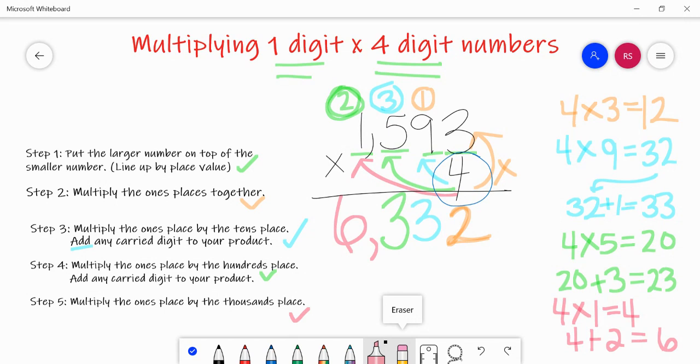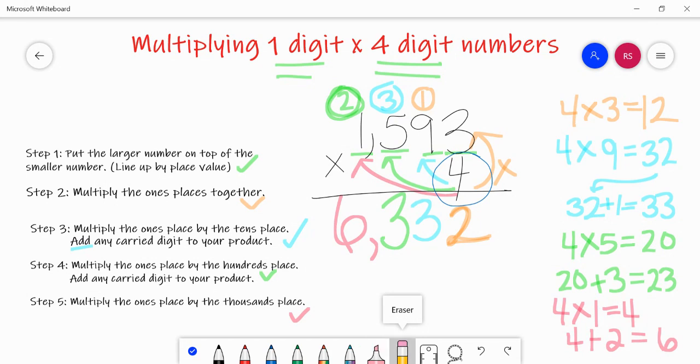6,332. So a takeaway from multiplication with larger numbers: you need to make sure that you're multiplying each place value by the smaller digit, and you also need to make sure that you're adding any carried digit, right? So we multiply, and then we add any carried digit that we need to.